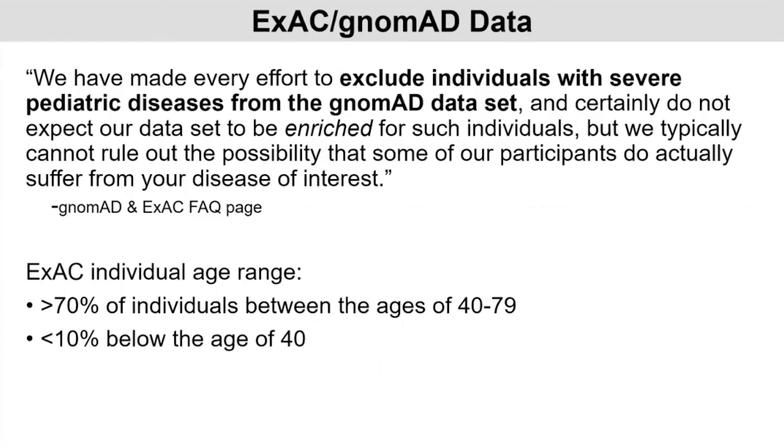Looking at the frequently asked questions page from ExAC and gnomAD, you can see that this organization has made an effort to exclude individuals with severe pediatric diseases, and so they don't expect the data set to be enriched for these individuals. Additionally, at least for ExAC, the age range was primarily older. About 70% of individuals are above the age of 40. And these are important considerations for when you're looking at a disease that may have later onset, that you may not expect that disease or variant to truly be absent from gnomAD because it would have presented later in life.